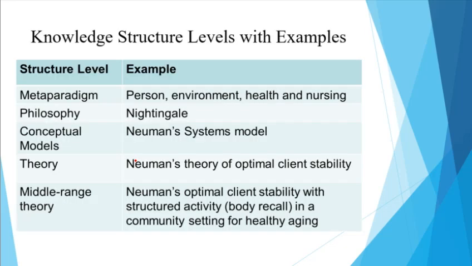Okay. So we have here the different knowledge structure levels with examples. For the meta paradigm structure level, the example is the person, health, environment, and nursing. In philosophy, Nightingale's philosophy is to modify the patient's environment. Conceptual models: we have the Neuman systems model, and Levine's conservation model earlier. Theory: Neuman's theory of optimal client stability, or the environmental theory of Florence Nightingale. And the last one is the middle range theory, which is Neuman's optimal client stability with structured activity in a community setting for healthy aging.